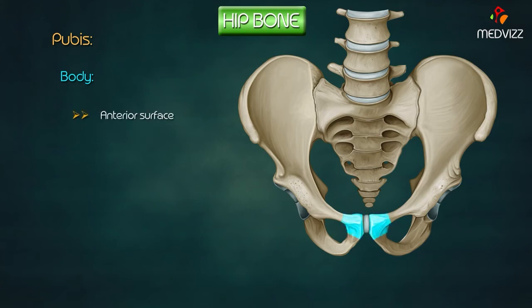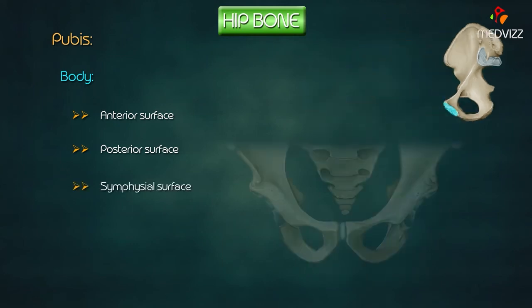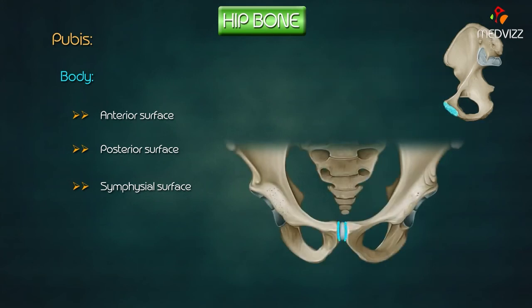Anterior surface faces forwards, downwards, and laterally. The posterior surface is smooth and forms the anterior wall of the bony pelvis. Its upper part is related to the urinary bladder. Symphysial surface is rough and oval. It articulates with the symphysial surface of the opposite pubis to form a secondary cartilaginous joint. It is covered by hyaline cartilage.